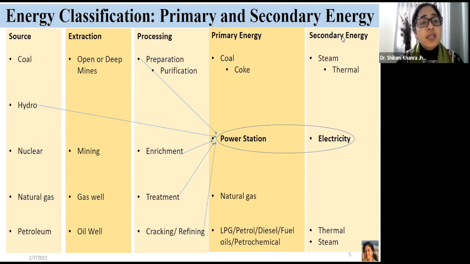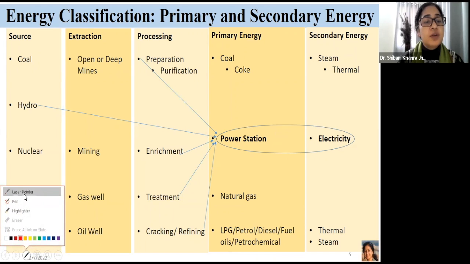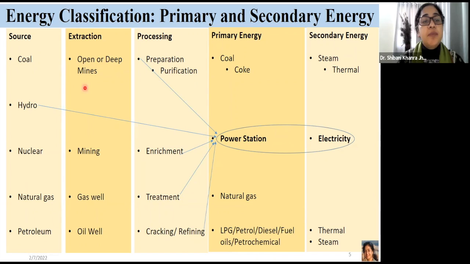So based on source, the very conventional sources are coal, hydro, nuclear, natural gas, petroleum. And again, all these sources have a different mode of extraction. For example, as you can see here, let me just show you with the laser pointer: open and deep mines, then hydro, which is mostly in a power station, generates the electricity. Whereas for nuclear, the extraction methodology of mining is used; natural gas, gas well; petroleum, oil well.